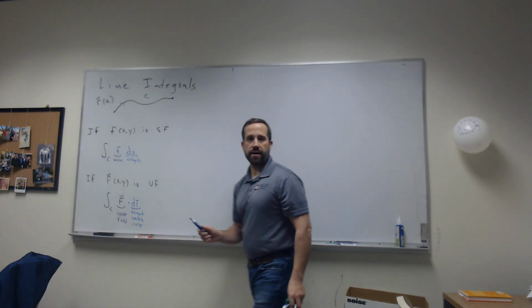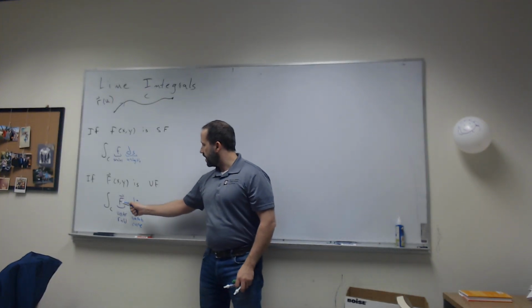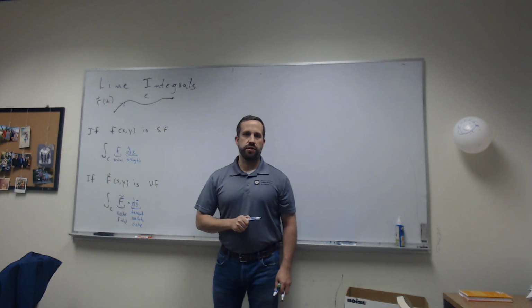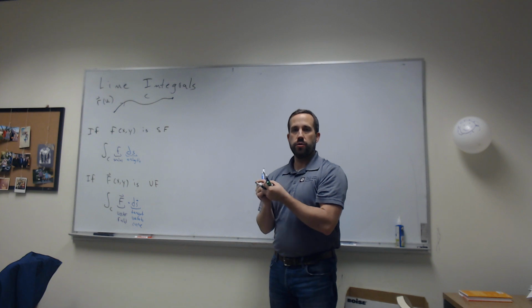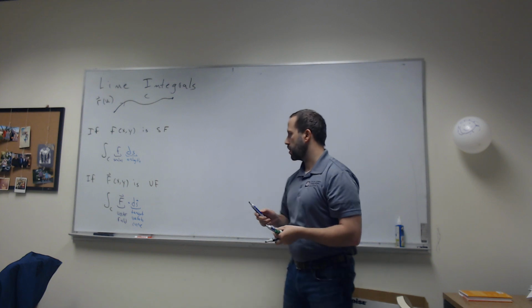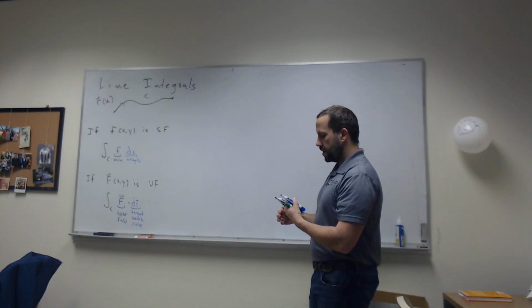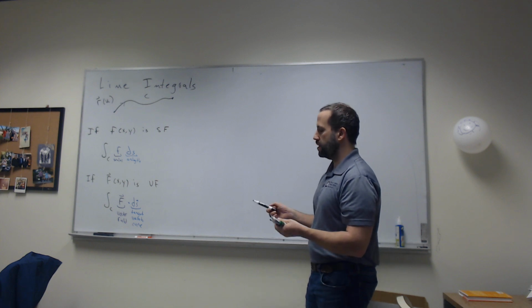That's the tangent vector to the curve. And so what this is, F dotted with a tangent vector to the curve, that's like the work done by the force field F to move a particle a small distance along the curve. Okay, so let's actually see how we practically compute these things.